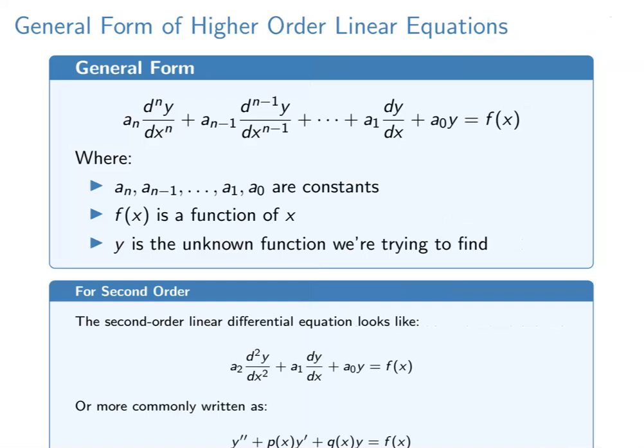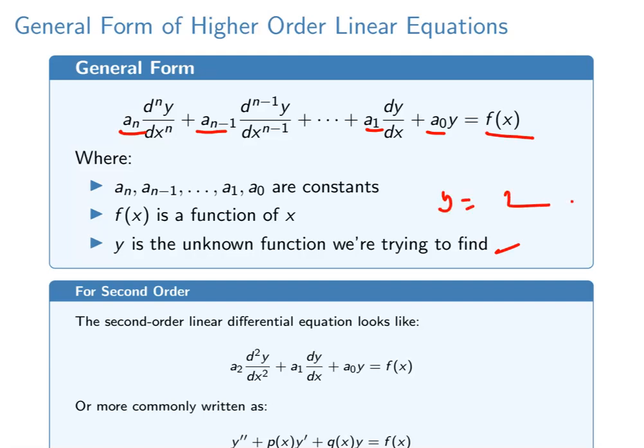Now the general form of the higher order linear equation. We can write it as a_n d^n y/dx^n + a_(n-1) d^(n-1) y/dx^(n-1) + ... + a_1 dy/dx + a_0 y = f(x). Here a_(n-1), a_1, a_0 are constants, f(x) is a function of x, and y is the unknown function we are trying to find out. So we find y equal to something.